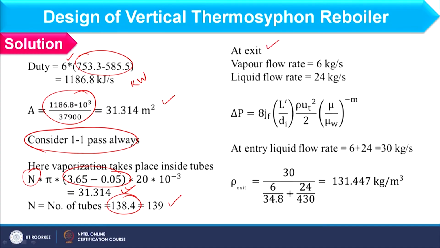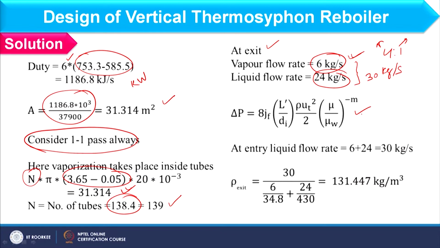So, at exit condition, you see the total vapor which is generated is 6 kg per second, that is given in the problem. Now, if I am having a 4:1 recirculation ratio and 1 is the vapor, so obviously 6 into 4, that is 24, is the total flow rate of liquid. So, if I consider the inlet condition, my total feed is 30 kg per second. I hope it is clear to you.